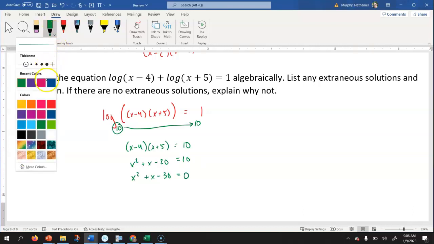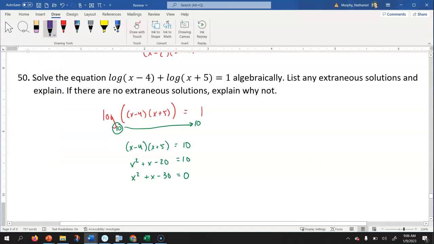Now I'm going to try to factor this. I'm looking for two numbers that multiply together to be negative 30 and add together to be a positive 1. And that would be a positive 6 and a negative 5. And now that it's equal to 0, we can set each of those factors equal to 0 and solve them.